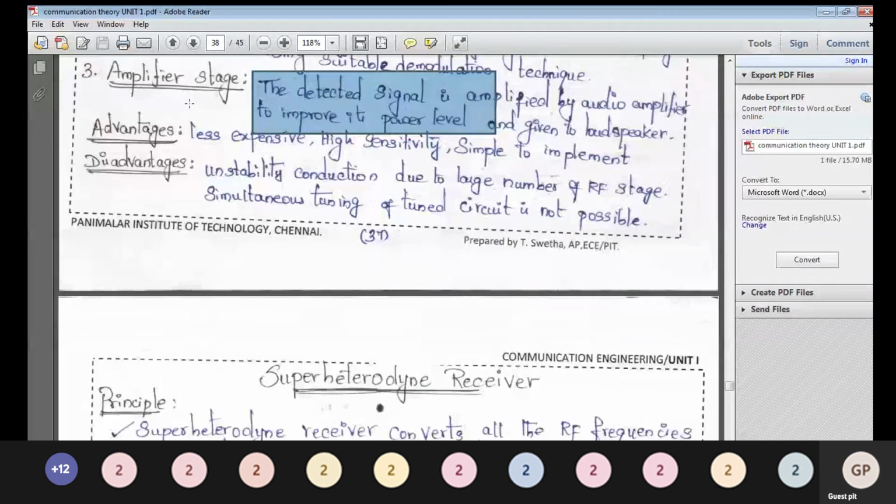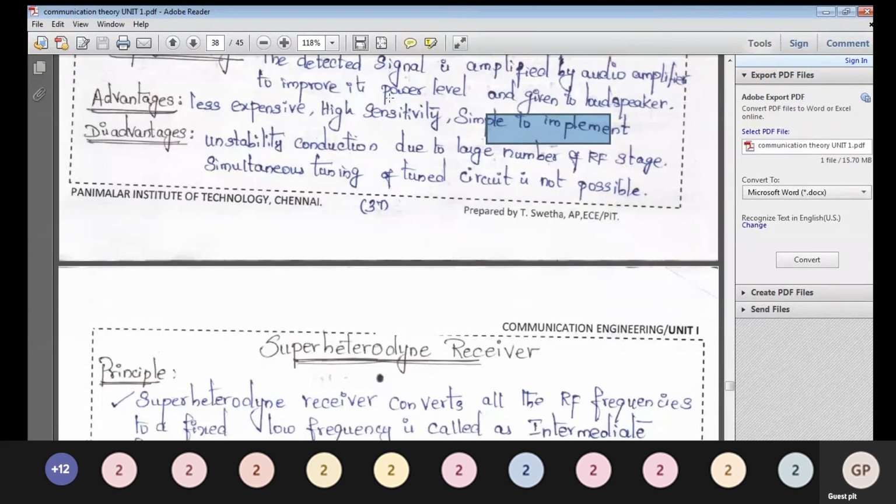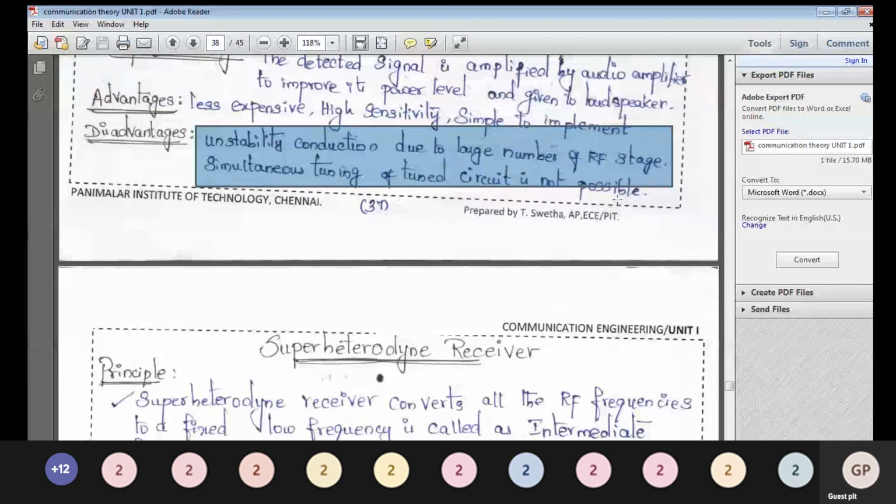Its advantages are that it is less expensive, has high sensitivity, and the implementation is very simple, because it has only three blocks. The operation is very simple. We are receiving the signal, picking the desired component by tuning the amplifier, then doing demodulation, then amplification. That's all, a simple operation. But the disadvantage is instability due to a large number of RF stages.